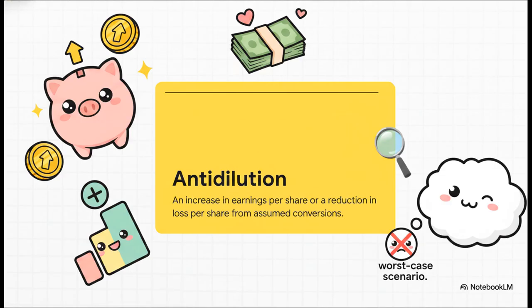Think about it. Maybe converting a huge chunk of debt saves the company so much in interest payments that the profit jumps up way higher than the share count expands. Well, IAS 33 has a very strict rule for this. If it's anti-dilutive, you literally just ignore it. The standard only wants to show you the worst-case scenario, absolutely never an artificially optimistic one.